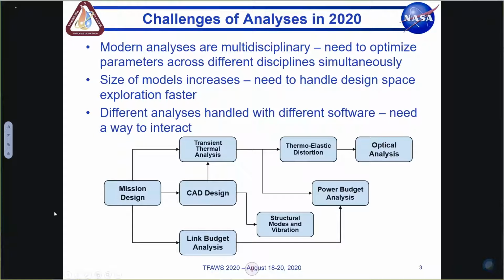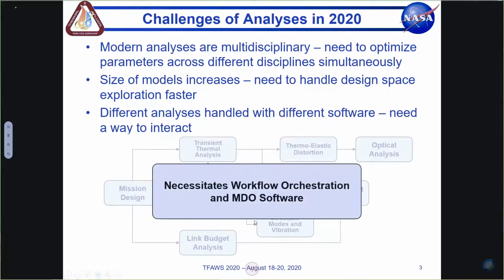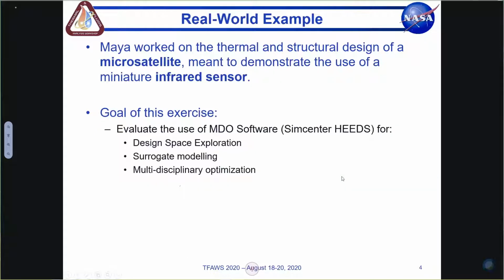So these are little charts to just give a quick overview of what we're talking about. You've got the mission design, and then someone comes along and does the CAD design, and we do thermal analysis, and then we look at thermal elastic distortion, go into optical analysis, and then there's also the structure modes and vibration, power budget analysis, link budget analysis, and all kind of linked together in some form. So what we really need is a way to have a workflow orchestration software and a multidisciplinary design optimization software. So we need to somehow be able to not just create the workflow, but also track it from start to finish.